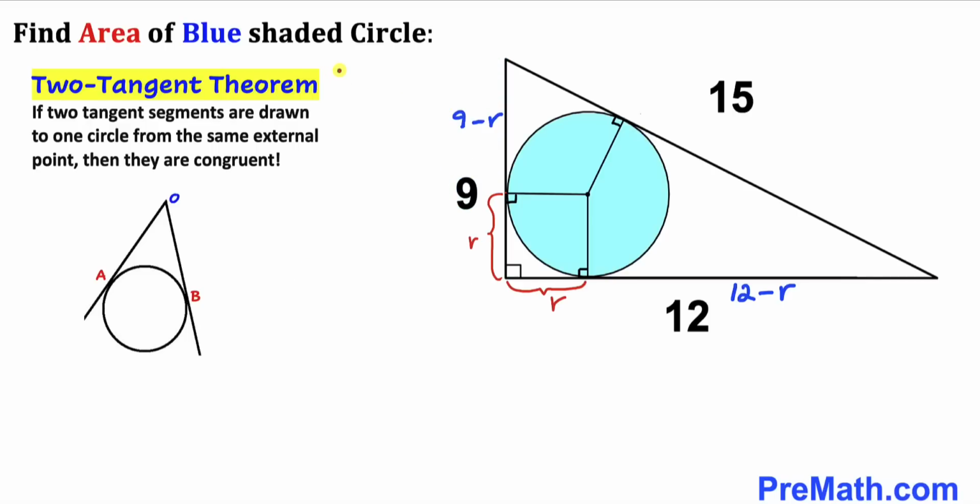And now let's recall the two tangent theorem. According to this theorem, if two tangent segments are drawn to one circle from the same external point, then they are congruent, as you can see in this diagram. So therefore we can see that this line segment is congruent to this one. And likewise, let's focus on this given problem. So that means this line segment is going to be congruent to this one, and this line segment is going to be congruent to this one.